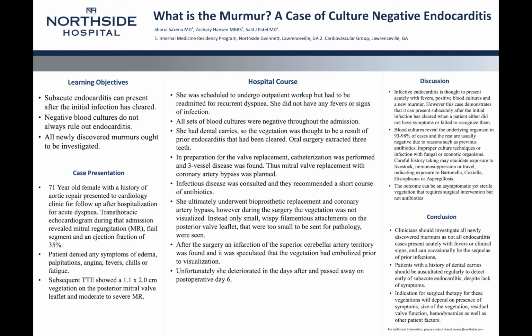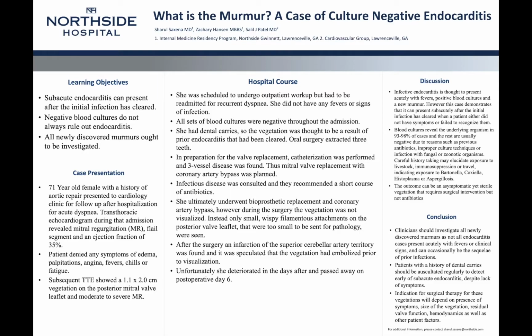investigated. This case begins with a 71-year-old female with a history of aortic repair who presented to cardiology clinic for follow-up after hospitalization for acute dyspnea. TTE during that admission revealed mitral regurgitation, flail segment, and an EF of 35%. At the time, patient denied any symptoms of edema, palpitations, angina, fevers, chills, or fatigue. Subsequent TTE showed a 1.1 by 2 centimeter vegetation on the posterior mitral valve leaflet and moderate to severe mitral regurgitation.